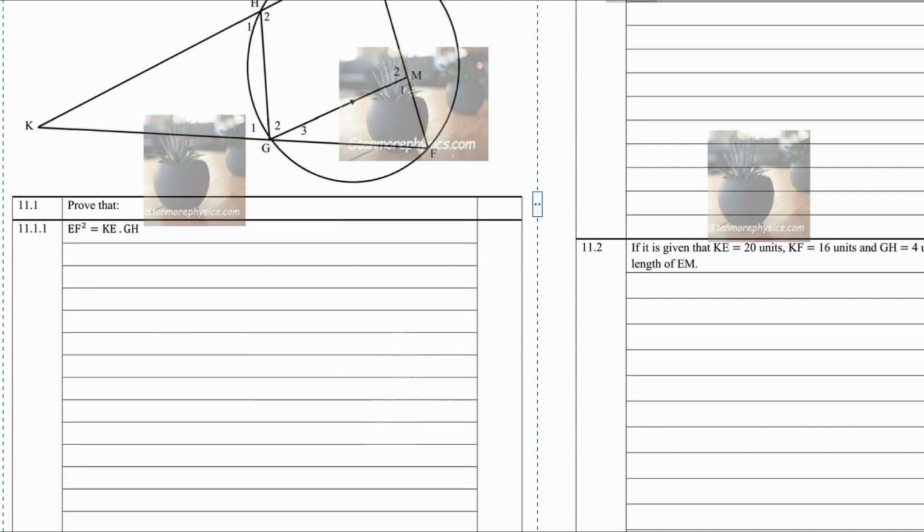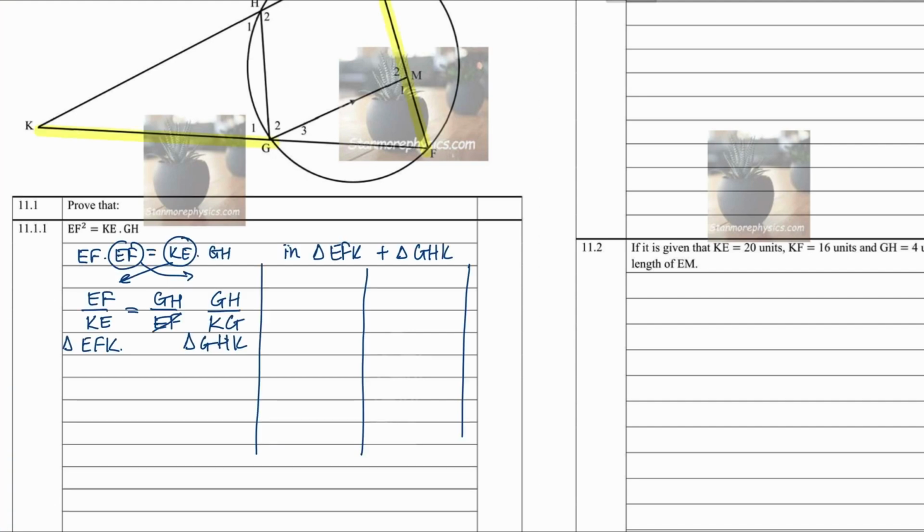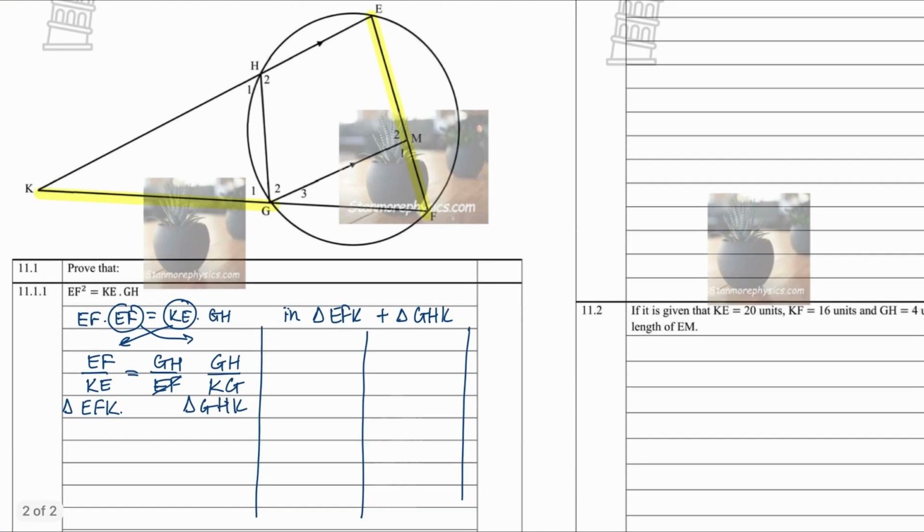So we can see here, since EHFG is a cyclic quad, then G1 is going to equal angle E. So we can say here that angle G1 equals angle E. And that's because the exterior angle of a cyclic quad is equal to the interior opposite.